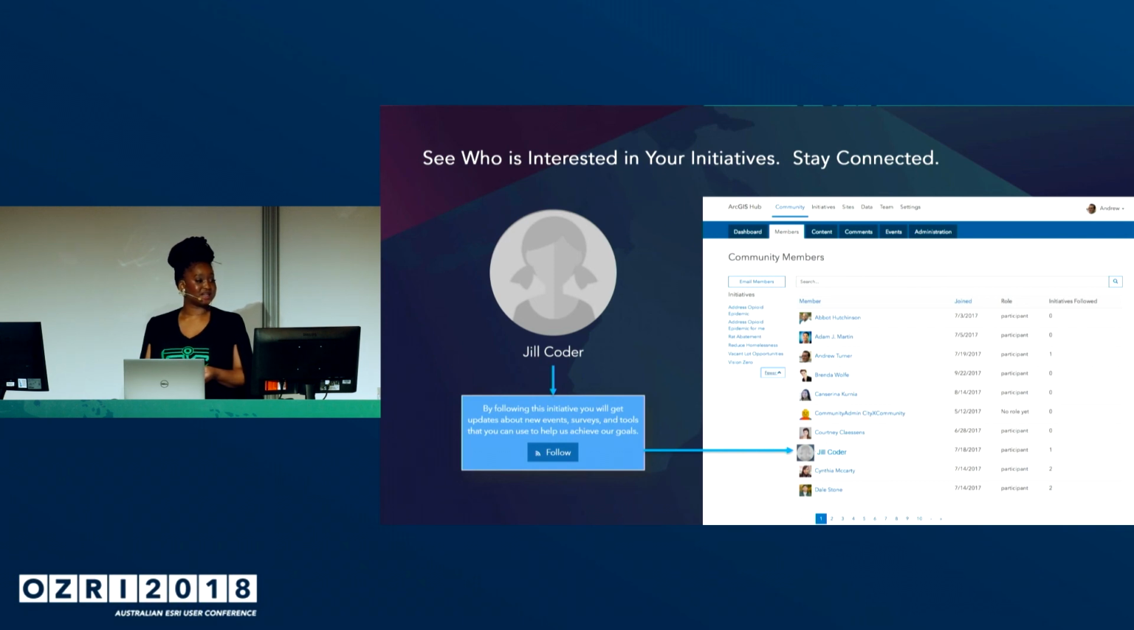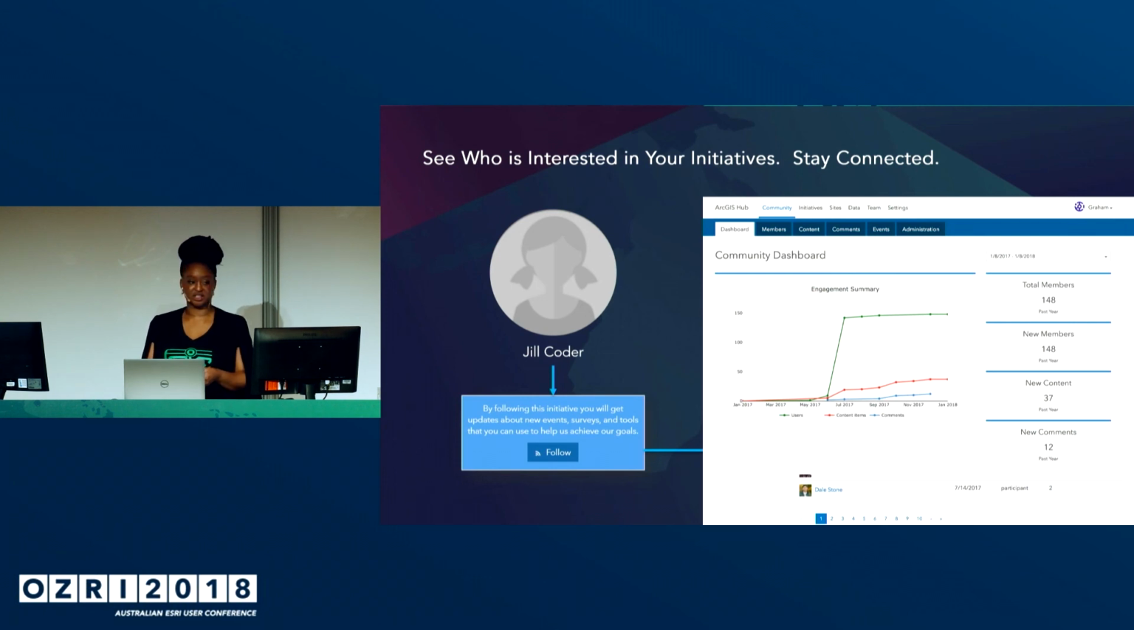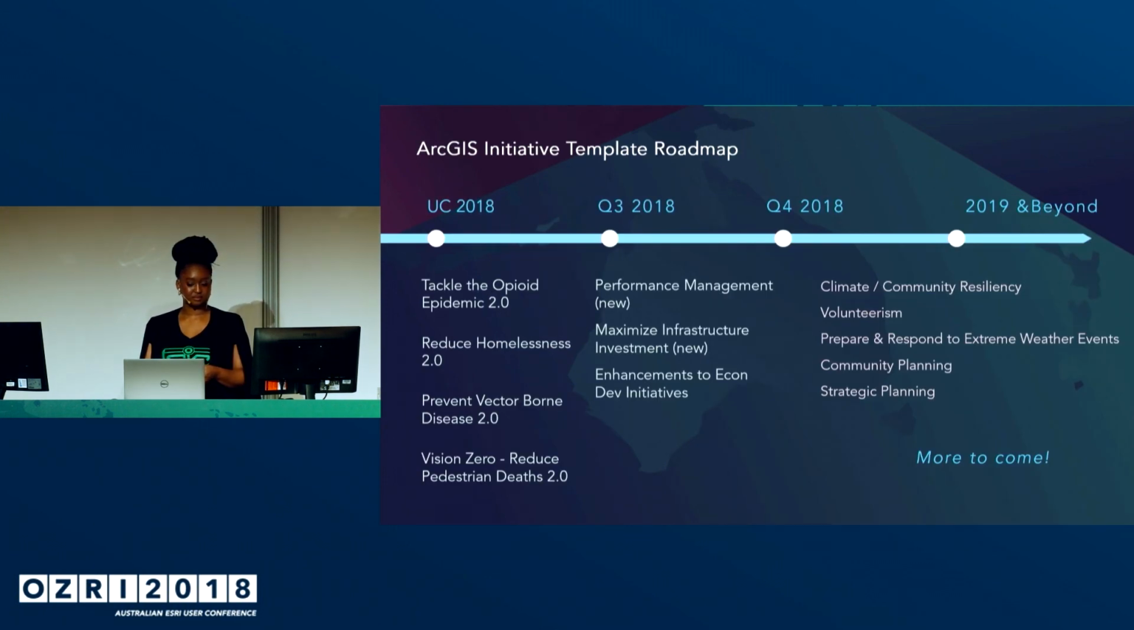You can also see who's interested in your initiatives and stay connected with those individuals. You can email community members, as well as track the growth of your community and those who follow your initiatives. There are lots of changes coming to the initiative template through this roadmap, and we're more than happy to discuss the changes that are coming.